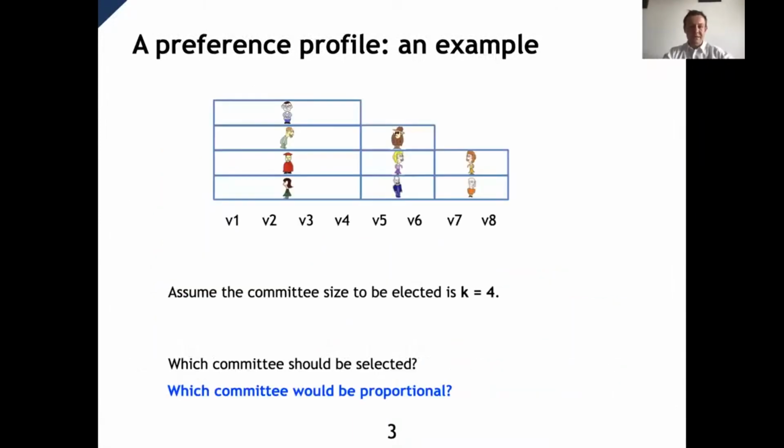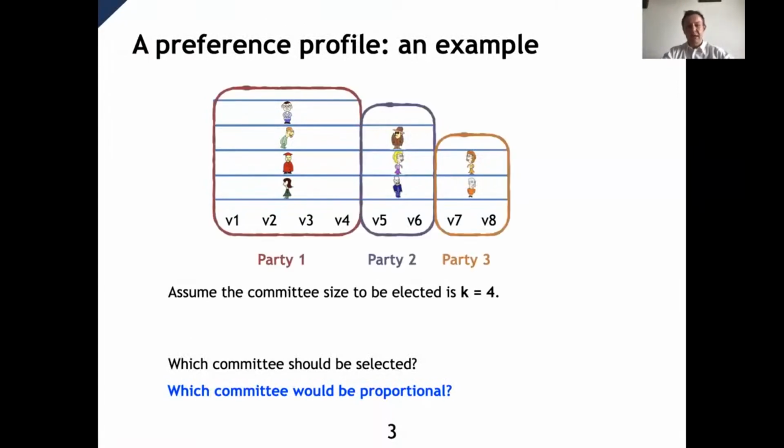So let's look at this example, and let's assume that our goal is to select K = 4 committee members. Which committee would be good? Which committee would be proportional, that is fair to the voters? In this particular example, we can see that we can divide the set of voters and the set of candidates into these disjoint groups such that the voters from a single group all approve the same candidates, and these candidates are not approved by any members of other groups of voters.